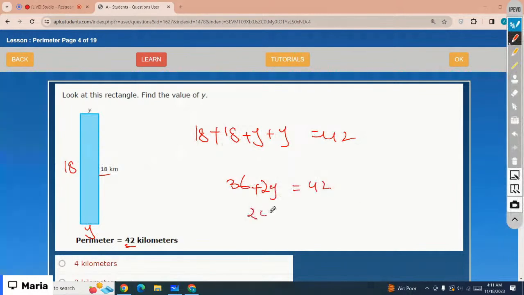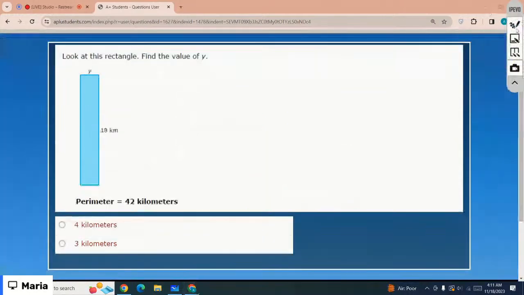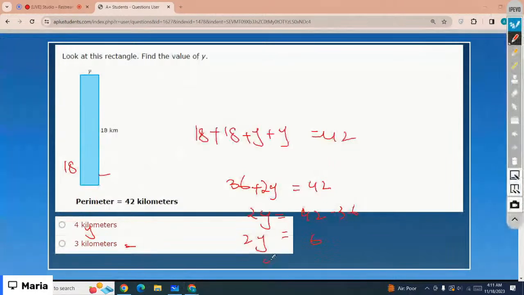Move 36 to the other side. So 2y equals 42 minus 36. That would be 2y equals 6, right? Divide both sides by 2, then y equals 3. So the correct option is y equals 3. So the correct option is 3 kilometers, right? That means the missing side length has a measurement of 3 kilometers. The correct option is 3.